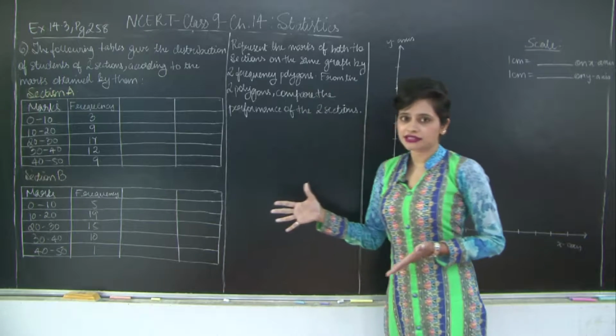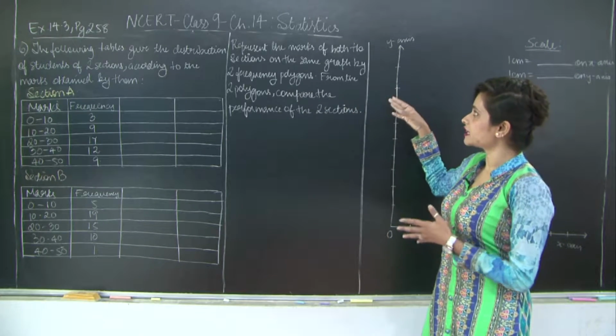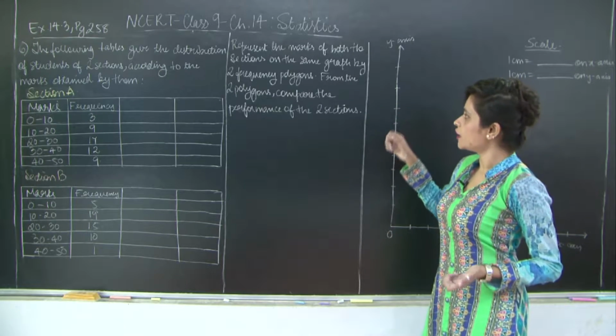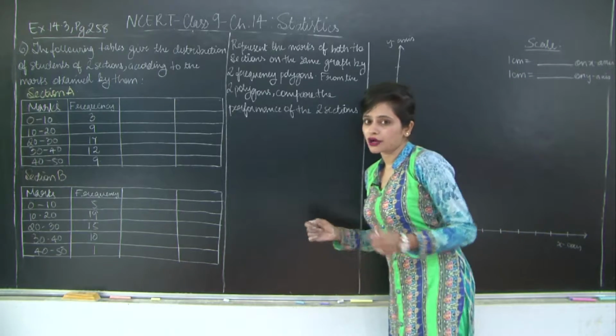Now, on the basis of this data, we need to represent the marks of both the sections on the same graph by two frequency polygons. From the two polygons, we need to compare the performance of the two sections. So, how do we do this?